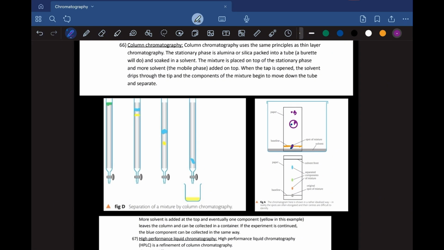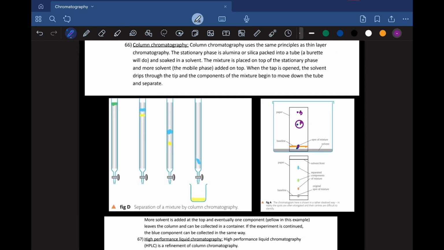Now let's move forward to column chromatography. Column chromatography is another chromatography which uses the same principle as thin layer chromatography, where the stationary phase is alumina or silica. So basically we will pack this whole tube with alumina or silica.